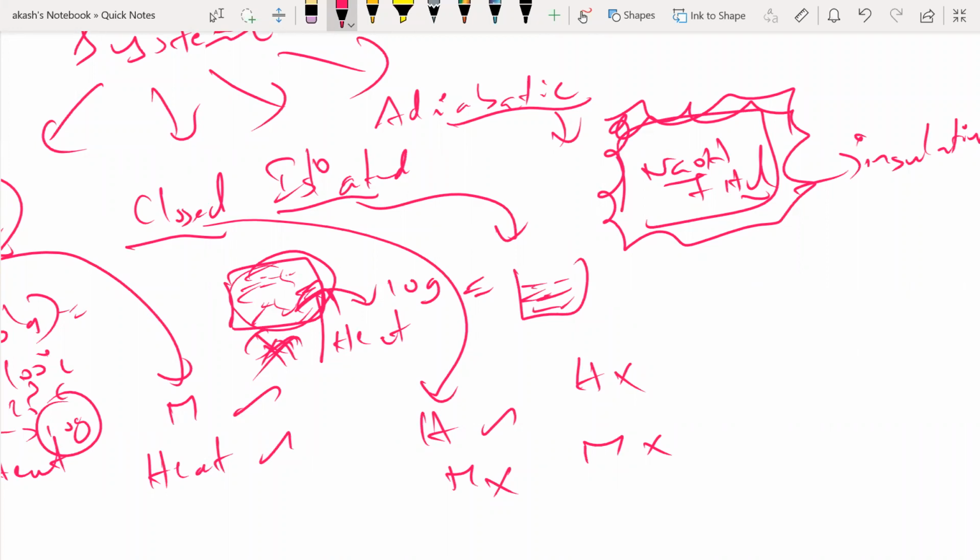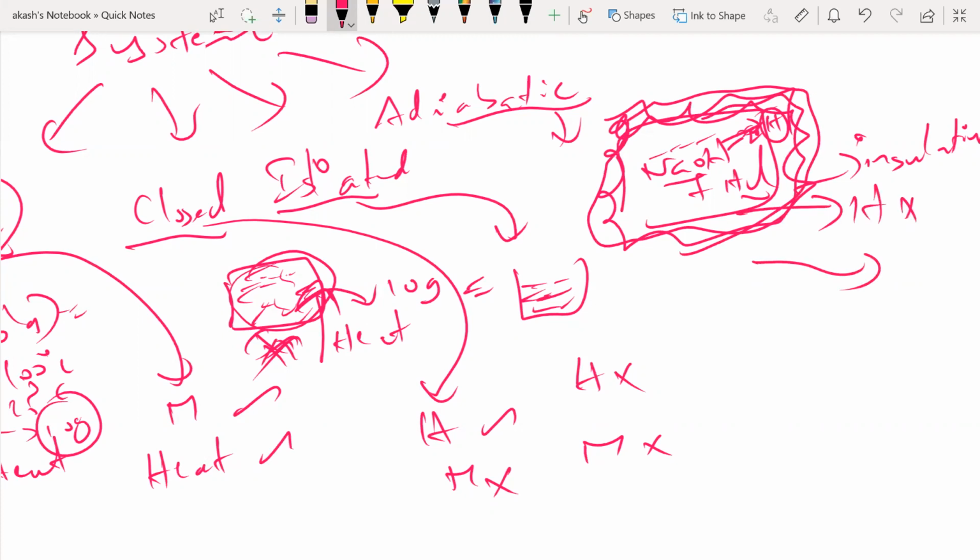So this container will try to give out some heat, right? But since the vessel is insulated, the heat flow will not happen from your system to surroundings. Even though it is exothermic, because this is insulated, the heat is not coming out during this process, right?